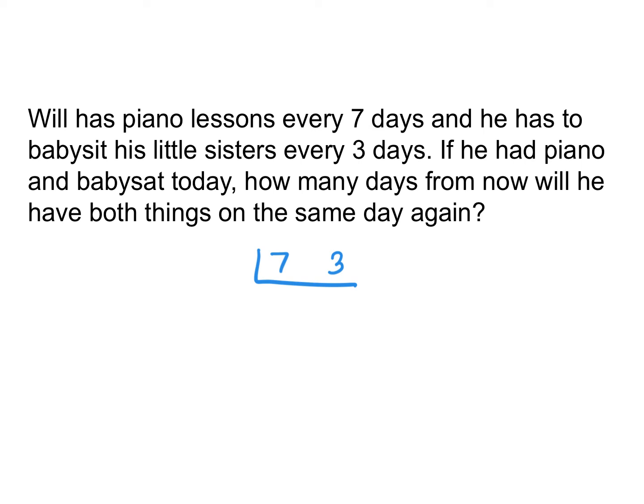So I'm going to go ahead and do this one, the ladder method. I'm going to say, all right, 7 and 3. How many things can I divide out of there? Nothing. So I'm going to go ahead and say 7 times 3, which is 21.